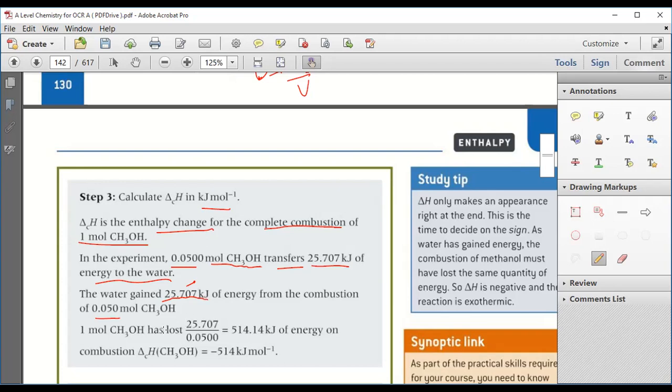Now for 1 mole of CH3OH, 25.707 divided by 0.05 is equal to 514.14 kilojoule of energy on the combustion. That means on combustion, this much energy is released. So delta H C for CH3OH is minus 514 kilojoule per mole. Is that clear? Any doubt in this?